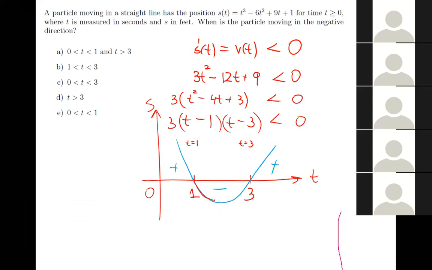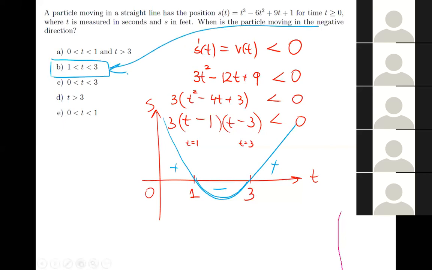We can see that's the negative part. Okay, that's negative. That means between 1 and 3, it's negative direction. Okay, I can write t belongs to the interval from 1 to 3. Okay, really nice question. Okay, yeah, let's make sure, of course, positive direction will be the positive part from 0 to 1, and from 3 to infinity.